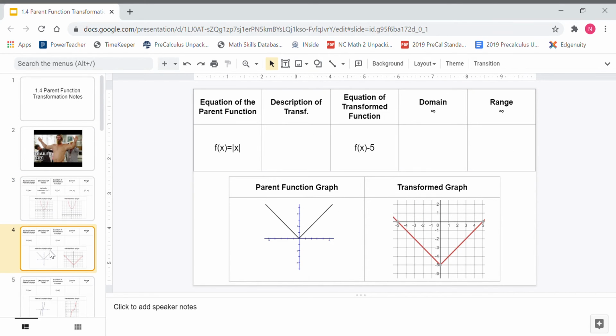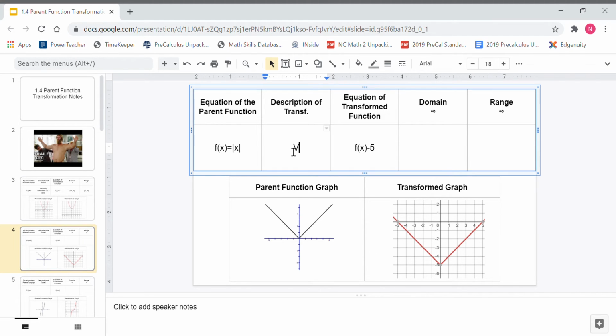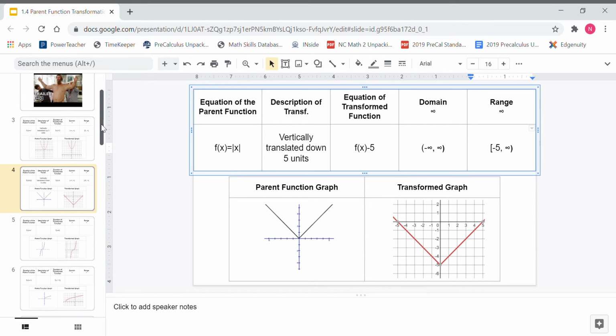If we look at slide 4, that's an absolute value function, and my transformed function is f of x minus 5. If we look at the graph, we see that minus 5 vertically translates it down 5 units. That also does not change your domain, so it's negative infinity to positive infinity, but it does change your range. Your range goes from 0 to infinity to negative 5 to infinity. Remember, range is bottom to top, domain is left to right.